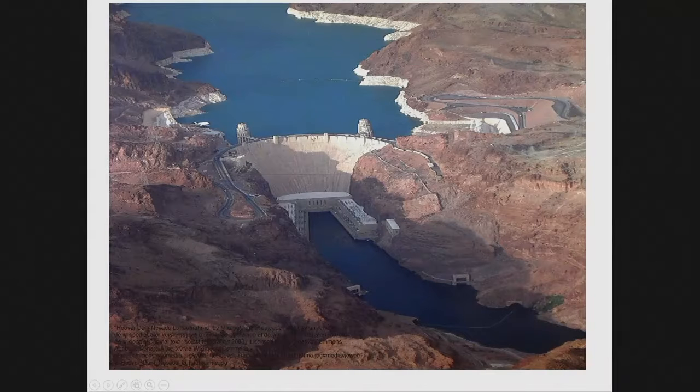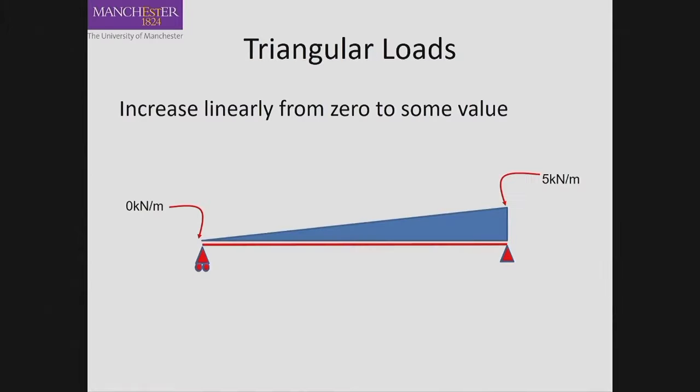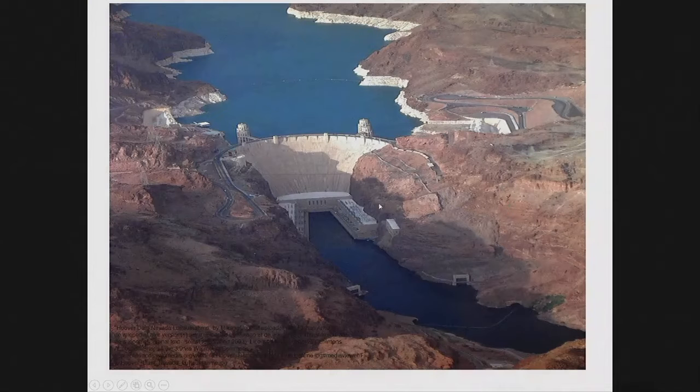Similarly, the triangular load one can experience on a dam, for example. So if you go down along the depth, the water pressure will increase. At the top of the water surface, water pressure is zero. And then as you go down deeper and deeper, water pressure would start to increase. So on the dam surface, the sideways pressure from water will increase linearly as you go down.